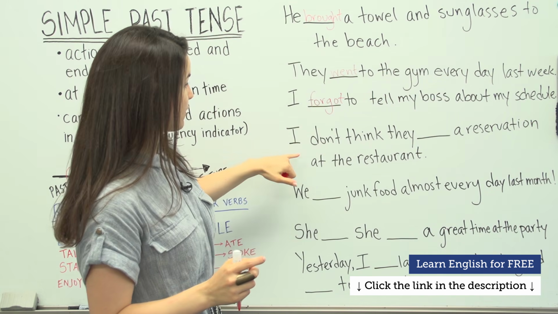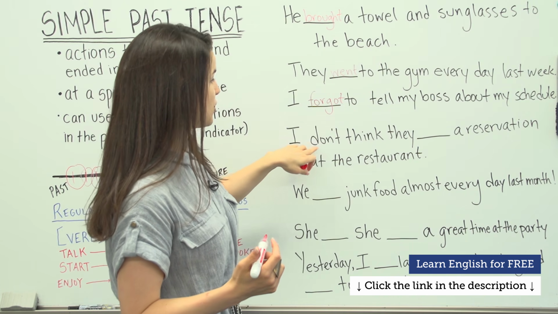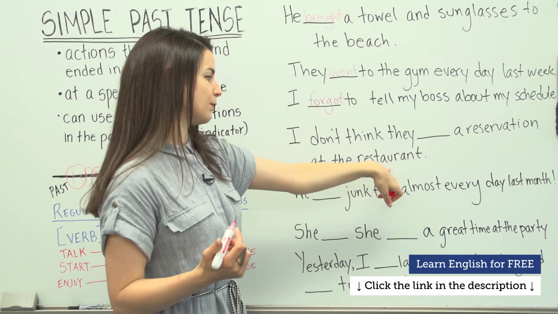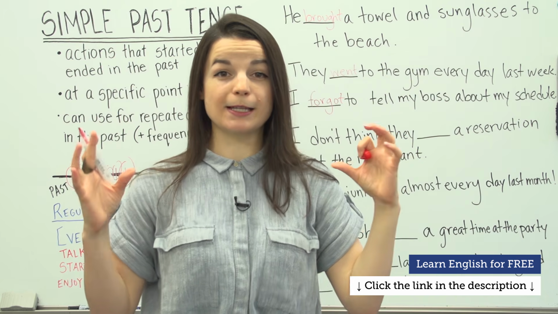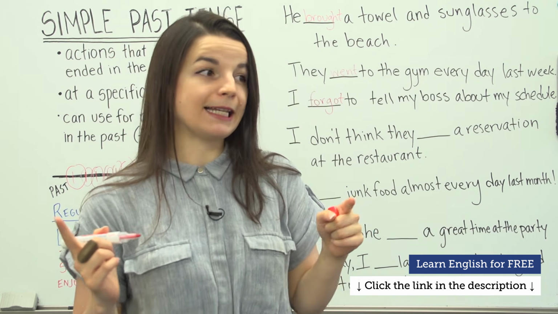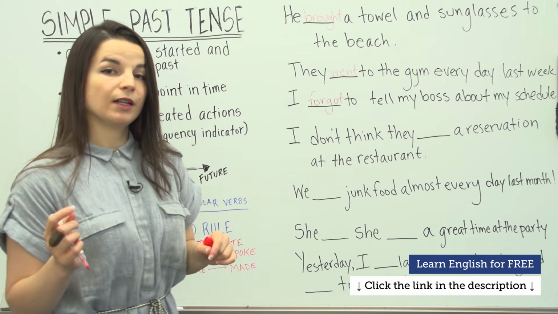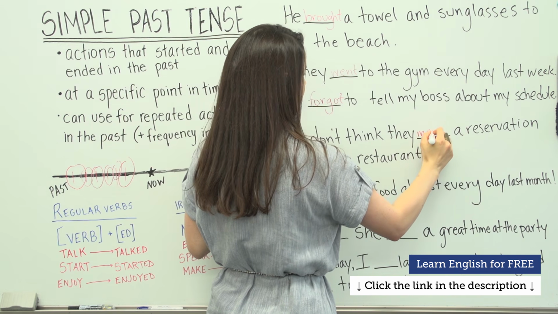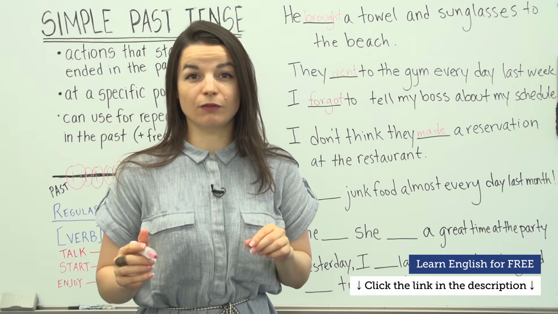All right, let's go to something a little bit different. Here's a negative sentence. I don't think they something something a reservation at the restaurant. Okay, so here I'm using a phrase. I want to use the phrase make a reservation. So the verb here is make. This was one of my example verbs for the irregular form. So make becomes made. I don't think they made a reservation at the restaurant is the correct verb form to use here.